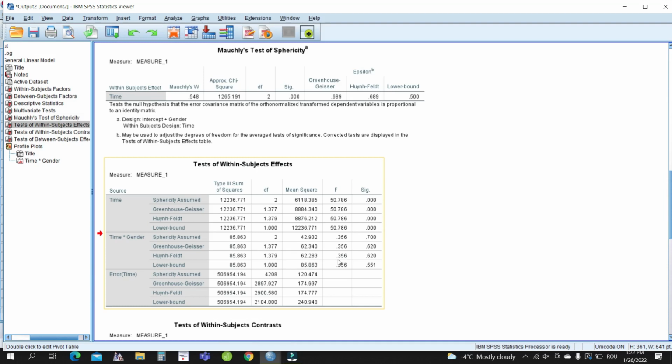The same table includes the F-test and its level of significance for the interaction between gender and time, which, as you can see, is not statistically significant because the level of significance is higher than 0.05. And this is true for all the corrections applied to the F value for sphericity not assumed. This means that the increase of self-esteem from one semester to another is similar for both genders.